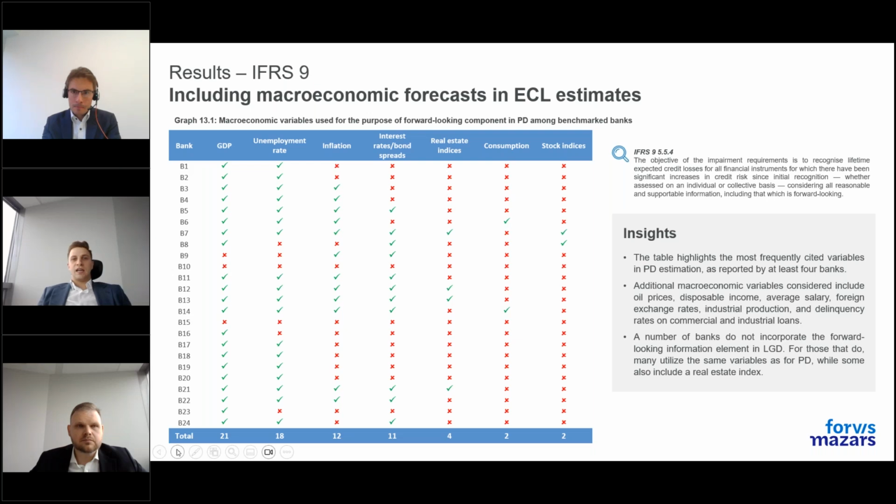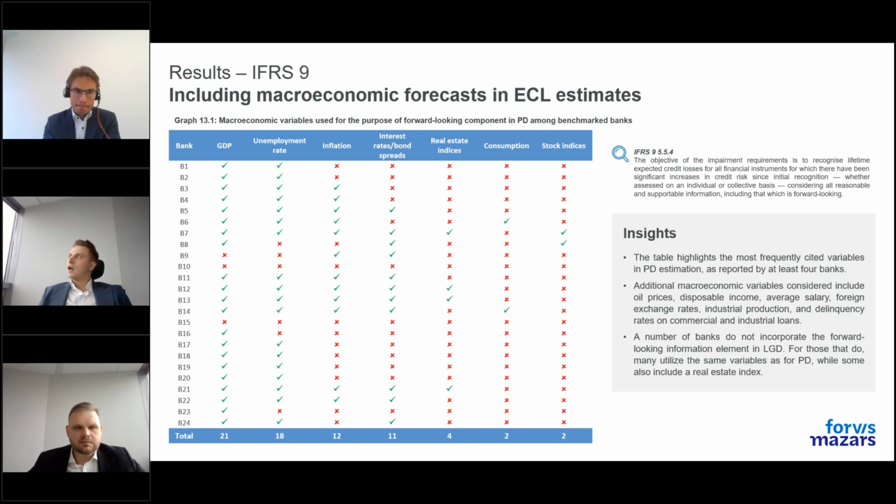Okay, and previous slides concerned the approaches to the so-called TTC, so through the cycle parameters calculation. Now we are moving forward to 3 slides, which will show how benchmark banks incorporate the macroeconomic forecasts in their estimates. So including so-called forward-looking factor in ECL estimates was one of the biggest challenges introduced by IFRS 9. Its goal is to include our forecast regarding the future market state, market conditions.